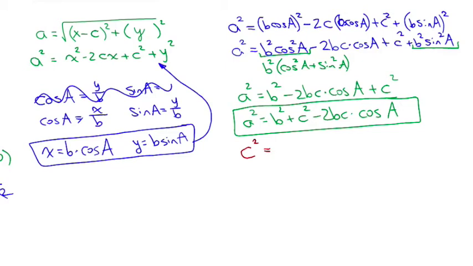Just the letters will switch. So the C would become A. This becomes A squared plus B squared minus 2AB times cosine of C, because I switched the C and the A. This is the one that's written in most books.